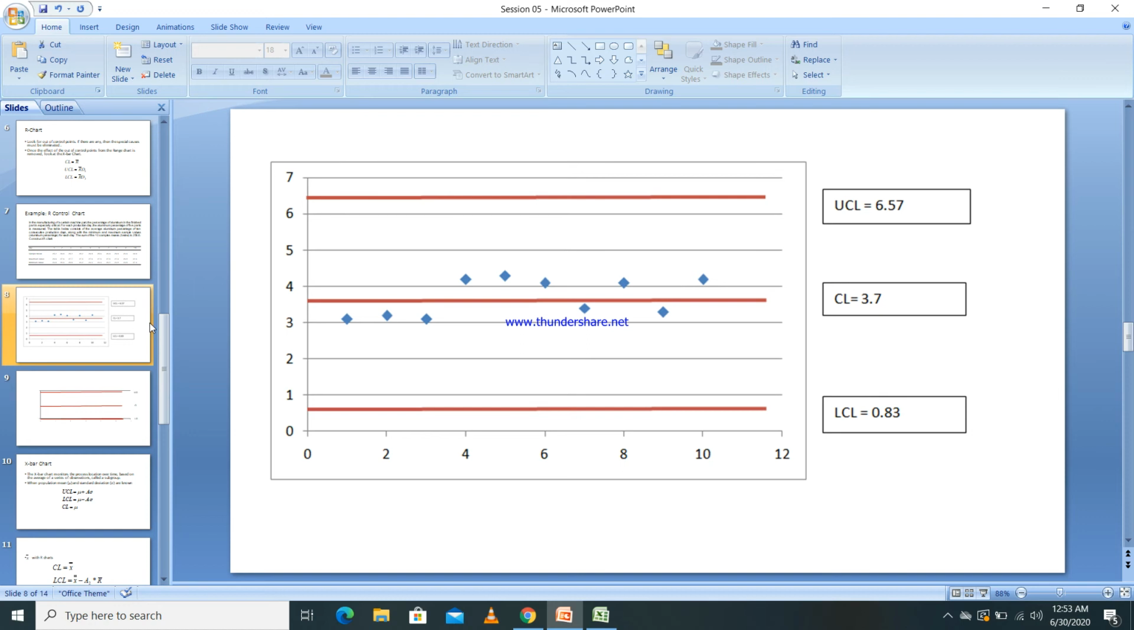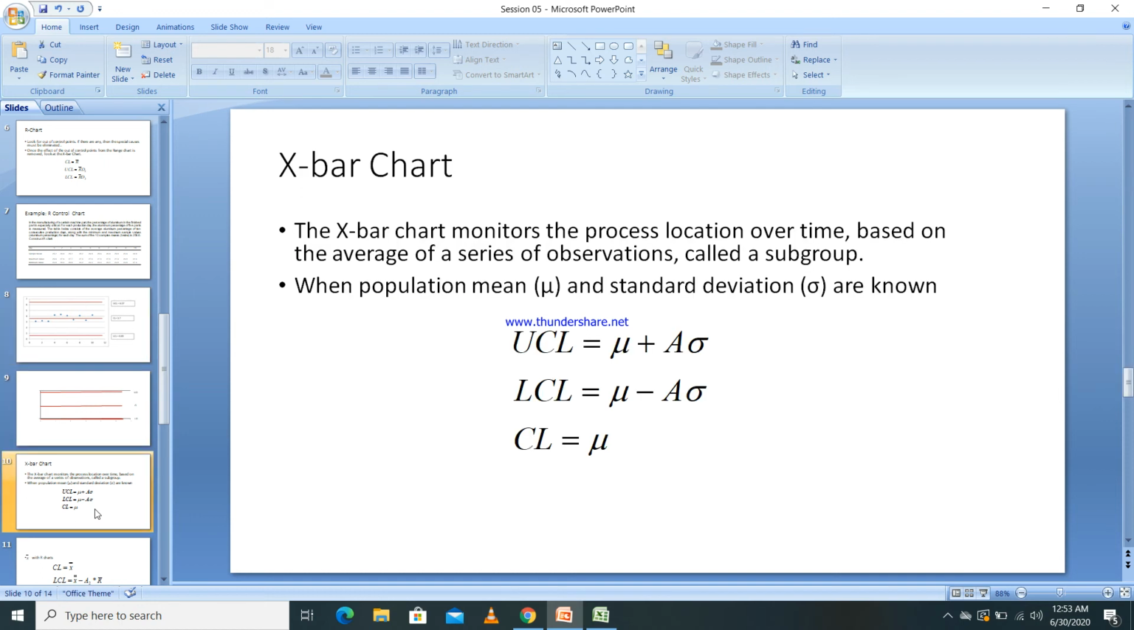So in order to confirm that our process has no other problem, we can construct the X bar chart using the same data set, right? So in that case, when you construct the X bar chart, the X bar chart is something which monitors the location of the process over time based on the average values of the observations.